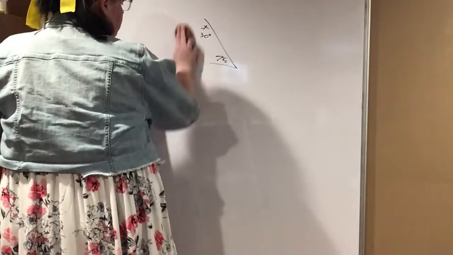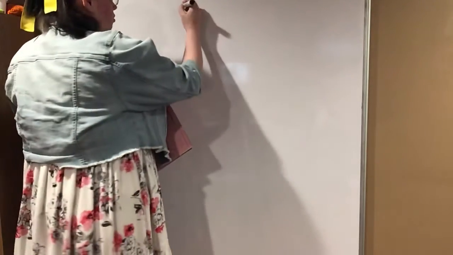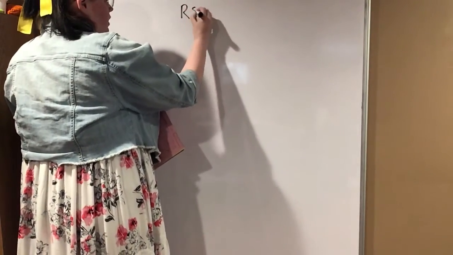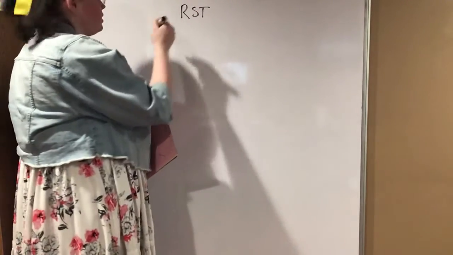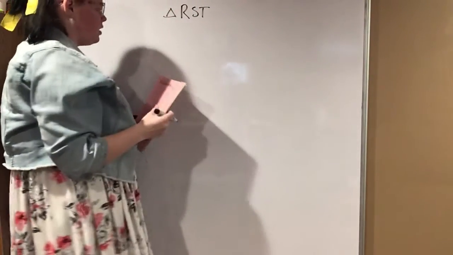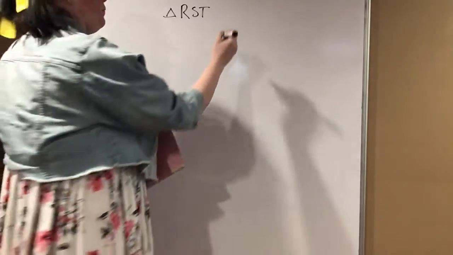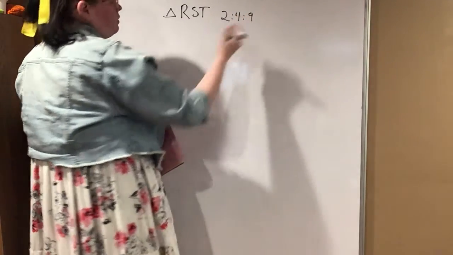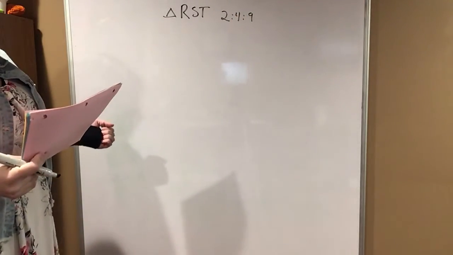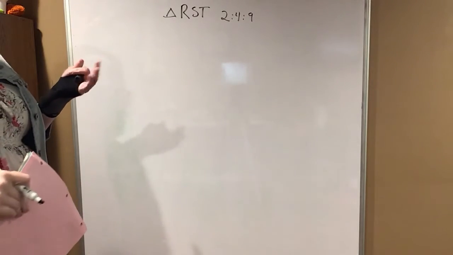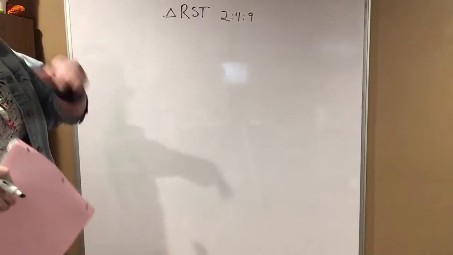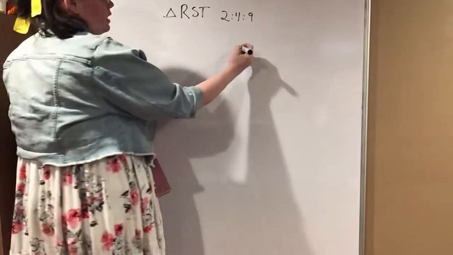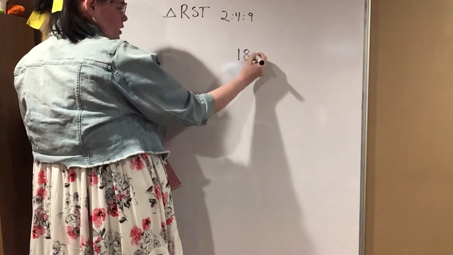But what if we're given a word problem, and it kind of confuses kids? We're given the measures of the angles of triangle RST. Oh, it's not that high. Good job. So triangle RST has a ratio of 2, 4, 9. What's this saying? Well, this is saying that the angles are 2 by 4 by 9. I know that each triangle adds up to 180.